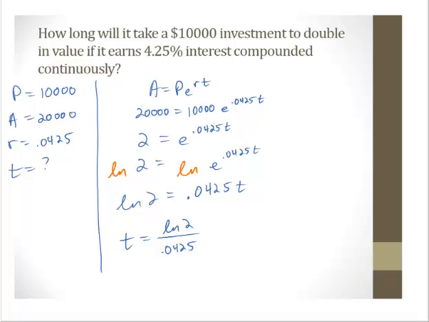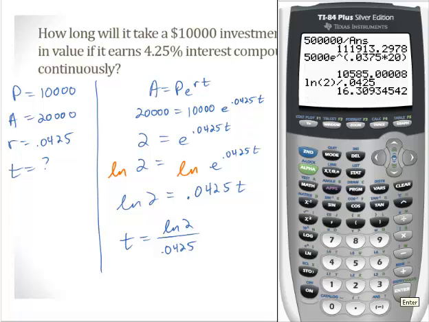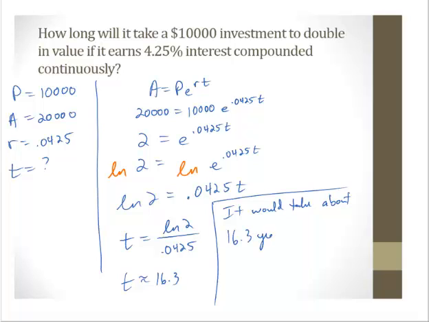All right, going to our calculator. Natural log of 2 divided by 0.0425, 16.3. All right, so conclusion, it would take about 16.3 years for the investment to double in value.